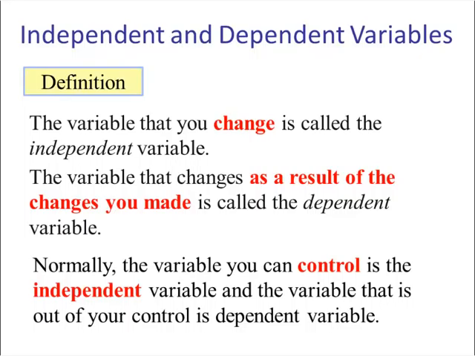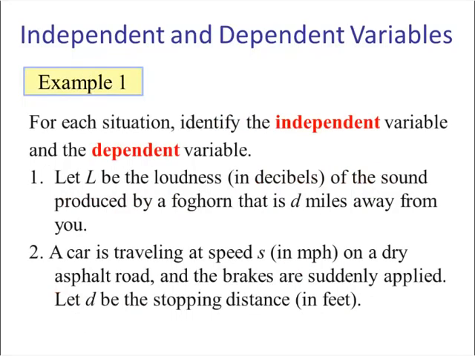Example 1. In each situation, identify the independent variable and the dependent variable. Number 1. Let L be the loudness measured in decibels of a sound produced by a foghorn that is d miles away from you. Number 2. A car is traveling at a speed s in miles per hour on a dry asphalt road. The brakes are suddenly applied. Let d be the stopping distance measured in feet.